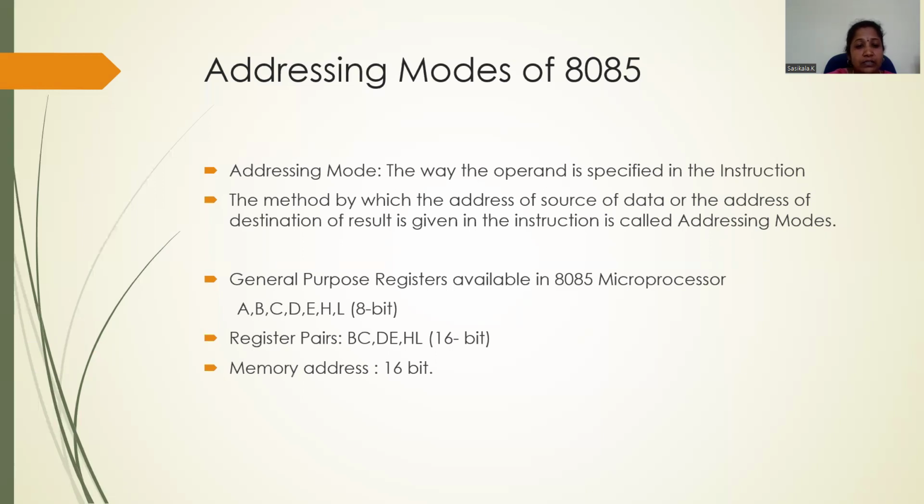The other 6 registers, that is B, C, D, E, H and L, are general purpose 8-bit registers, meaning they are used to store 8 bits at a time. And we have register pairs also. Here these 8-bit general purpose registers are combined to form register pairs. The combinations are BC register pair, DE register pair and HL register pair. These are the 16-bit register pairs. And normally we know that the memory address is 16-bit.